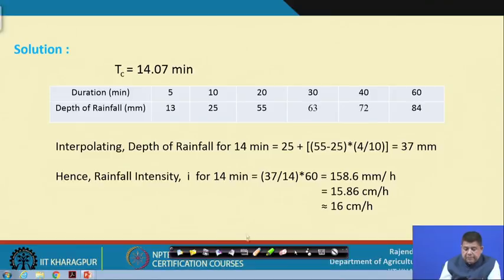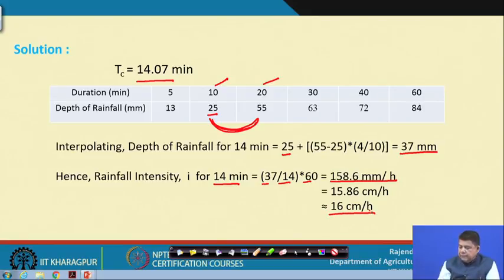So, if you look at the table, the value is given for 10 and 20, we have to obtain for 14. So, obviously, we can always interpolate in between these two. So, interpolating we get 25 plus (55 minus 25) by 10 times 4. So, in total it comes out to be 37 millimeters. So, rainfall in 14 minutes is 37 millimeters. So, the intensity will be 37 by 14 into 60, that is 158.6 millimeter per hour, or roughly say 16 centimeter per hour.